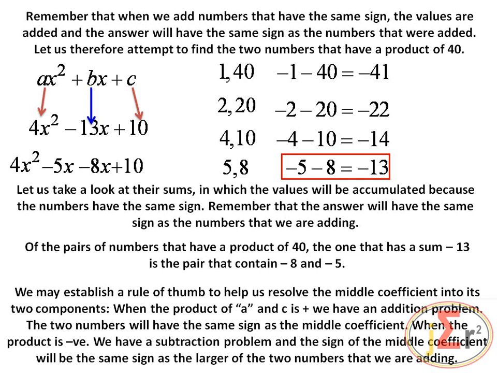Then the other part of it is when the product is negative, we have a subtraction problem, and the sign of the middle coefficient will be the sign of the larger of the two numbers that we are adding. So when the product is positive, the two numbers have the same sign and they will have the same sign as the middle coefficient. When the product is negative, the two numbers will have different signs and the sign of the middle coefficient will be the sign of the larger one.